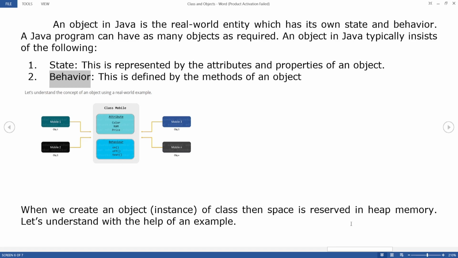The space is reserved in the heap area. So whenever you create any object of a Java class inside the main method or anywhere, that particular object is stored inside the heap memory. Okay, let's understand with the heap example.